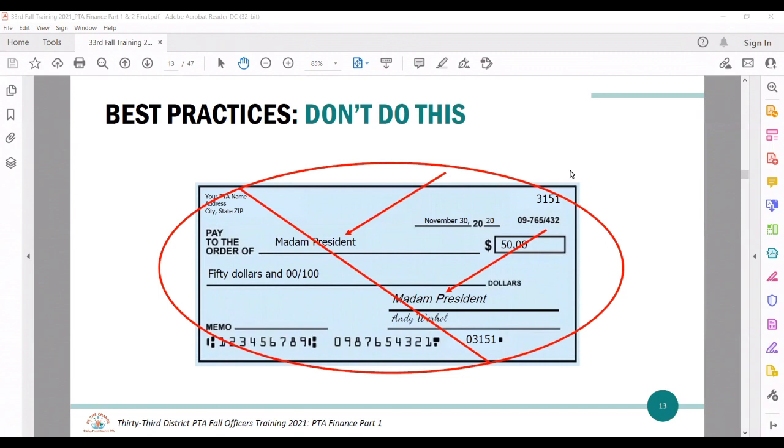So on this slide, we have an example of what should not be done. At a quick glance, perhaps you can't tell what's wrong. But what you should not do is write a check to yourself, basically, and have yourself sign it. There usually, in your bylaws, should be 3 check signers. So if I need a reimbursement for something I've bought, I would have the other 2 people sign it. Not me, Madam President, and my friend Andy. So that's a rule that we try to follow in PTA, is to never sign our own checks.